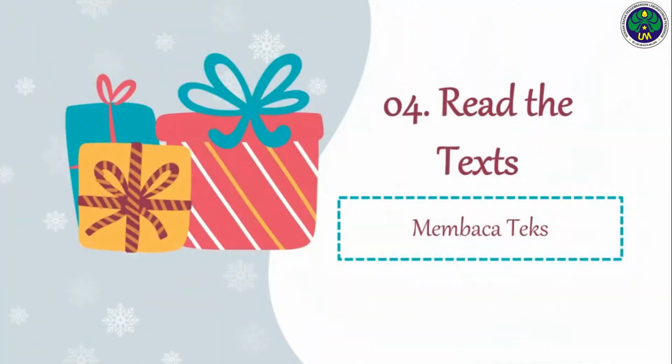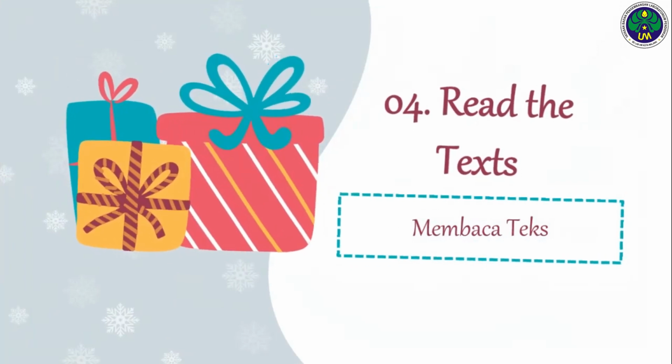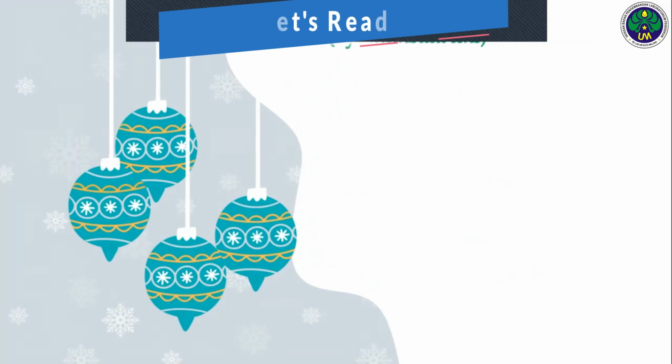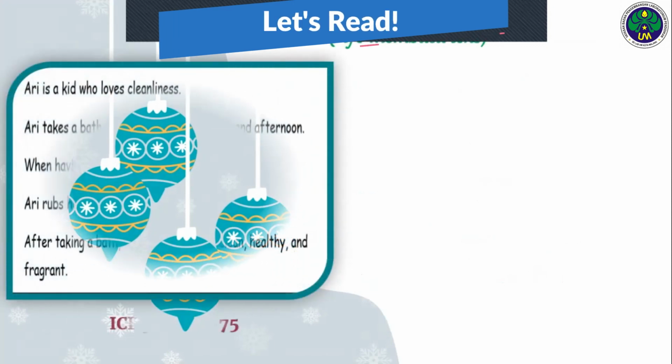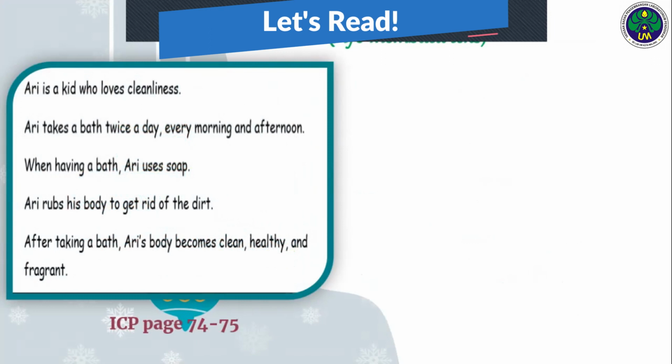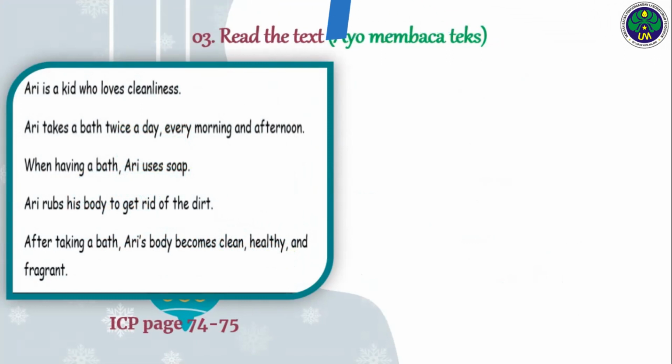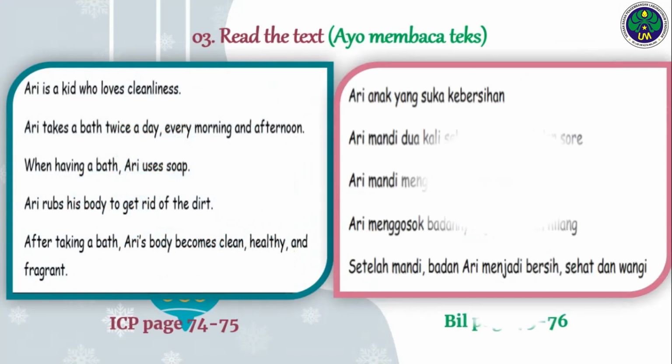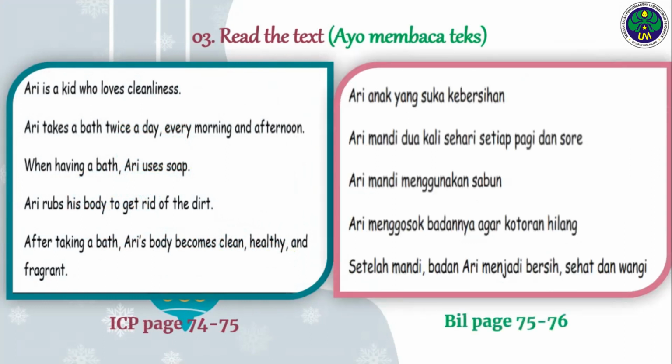Okay, and the fourth activity is read the text. Mari kita membaca teks bersama-sama. Okay. So everyone, please open your book for ICP, open page 74 until 75, ya, halaman 74 sampai 75. And for bilingual, open page 75 up to 76. Nah, untuk bilingual, buka halaman 75 sampai 76. Okay, now let's read together.